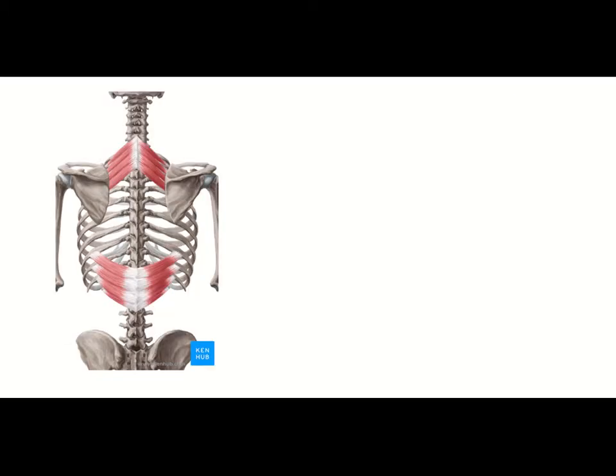There are 2 serratus posterior muscles. We have serratus posterior superior and serratus posterior inferior. Serratus posterior superior originates on the spinous processes of C7 through T3 and inserts on the posterior surface of the 2nd through 5th ribs. Serratus posterior inferior originates on the spinous processes of T12 through L3 and inserts on the posterior surface of the 9th through 12th ribs.